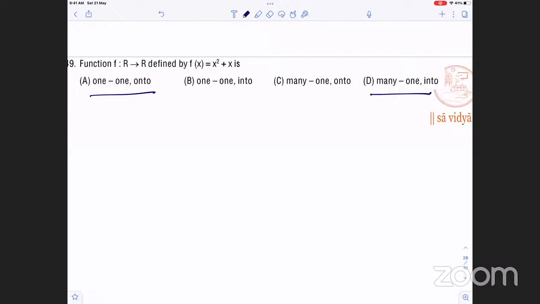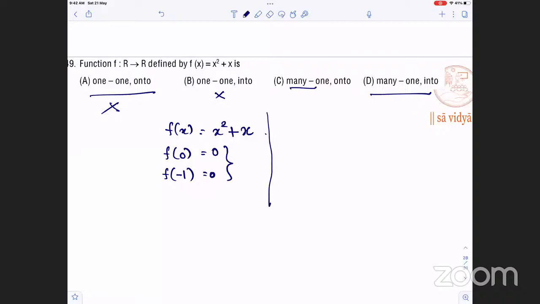Okay, let me clarify here. f of x is equal to x square plus x. f of 0 is equal to 0. f of minus 1 is also equal to 0. So therefore, your first option of one-one and onto is wrong. It can't be one-one. So your second option is also wrong. So this is a many-one function for sure. Now, the next question is, is it onto?